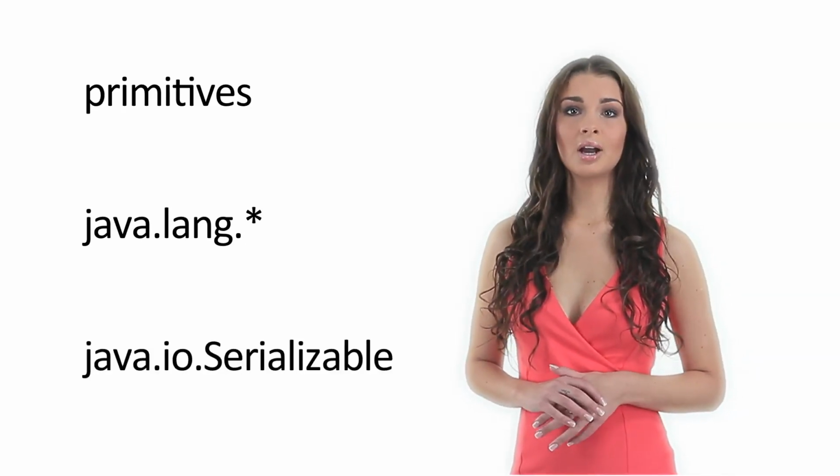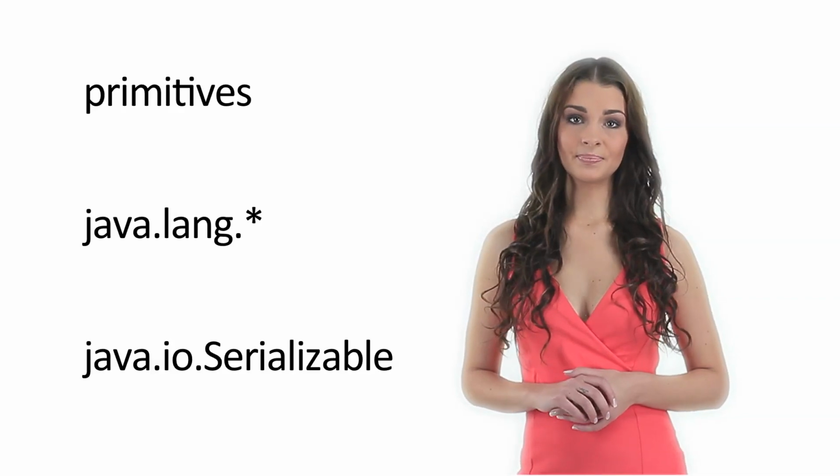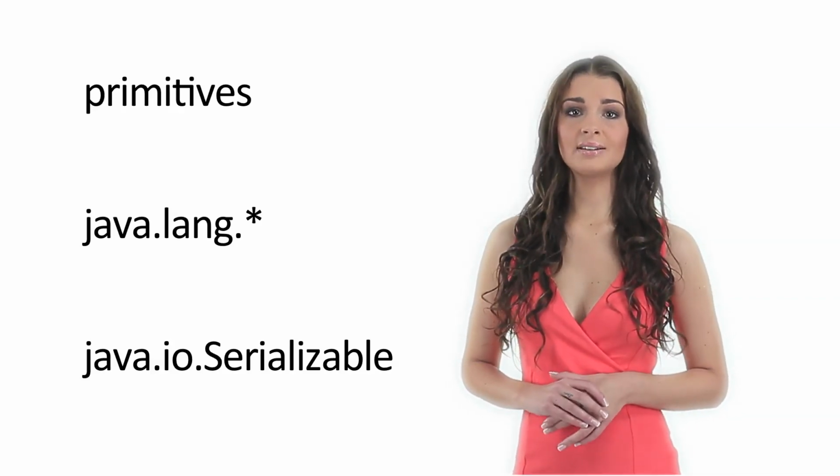By default, you can serialize and deserialize primitives like int, long, and float, objects of classes from the java.lang package like String, and objects that implement the Java I/O Serializable interface. Here is an example of a class that is serializable.